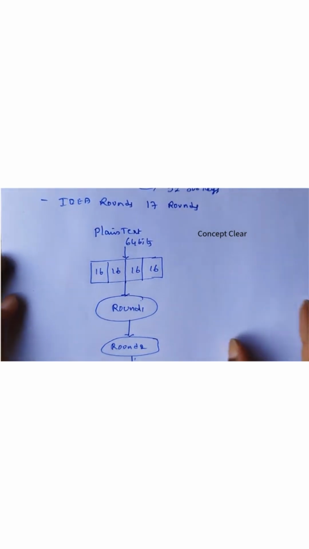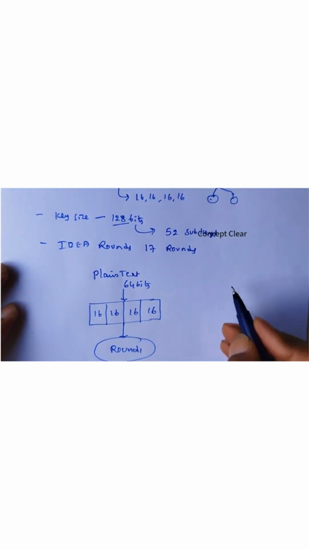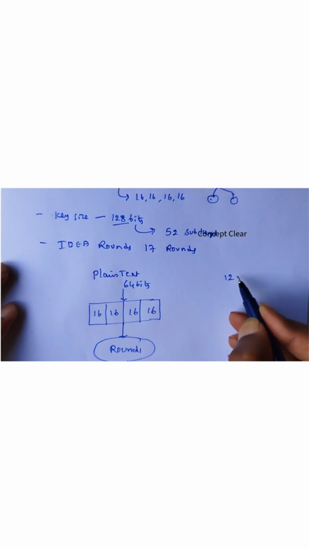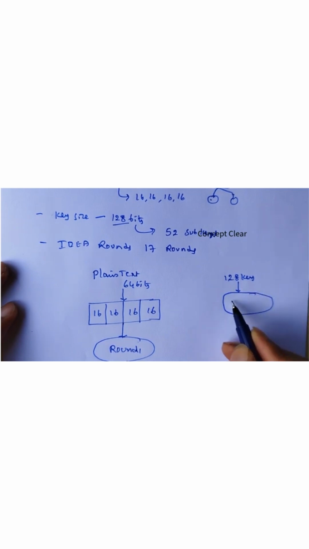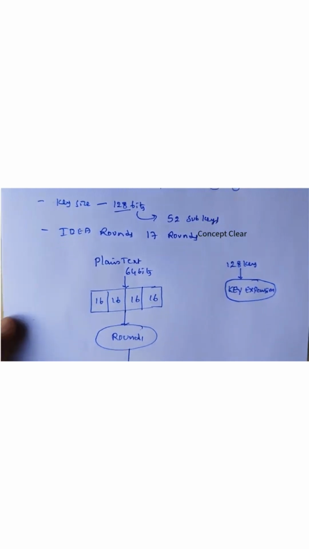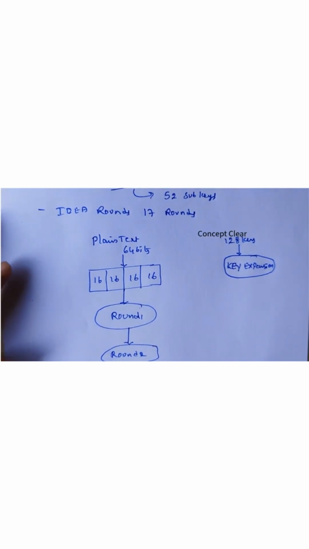Here what is the key size? The key size is 128 bits. So the 128-bit key goes to key expansion. Several texts in different books will give different diagrams, but all diagrams are similar, relative to our algorithm only.